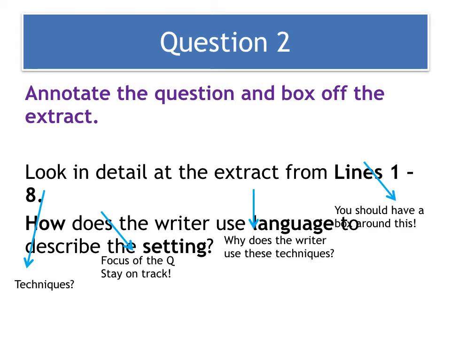Okay, so just looking at my annotations in front of you. So look, obviously, how does the writer use language? How means techniques. The focus of the question, obviously, is focused on how the writer uses language, and you're looking at the setting. Okay, so you're looking at why the writer uses these techniques, what effect it has on the reader.